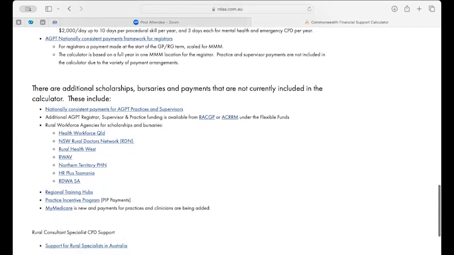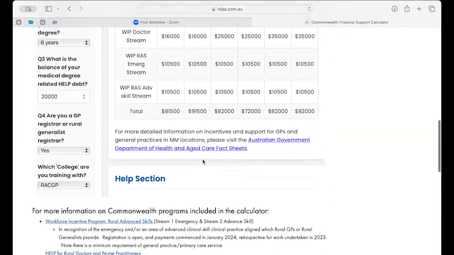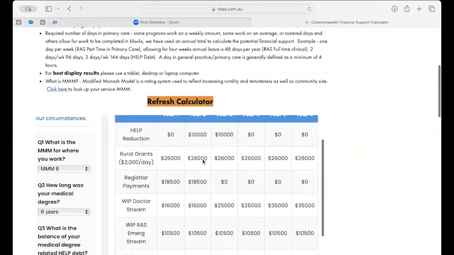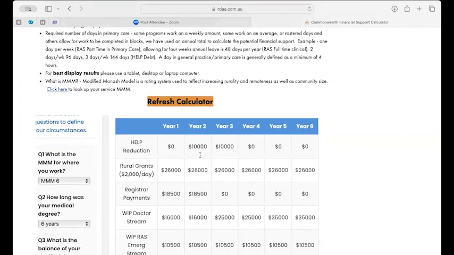And then we've got, for the non-GP specialists, a link there in relation to some of the CPD support. Not a lot of support there for our non-GP specialists, something for RDAA to work on. So let's go to a new scenario. Refresh the calculator.